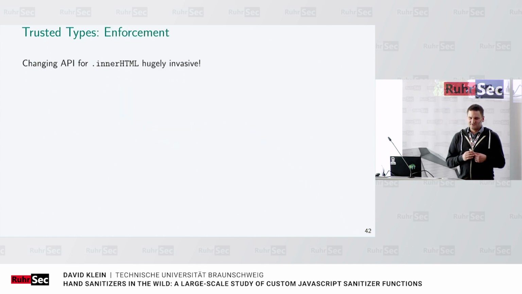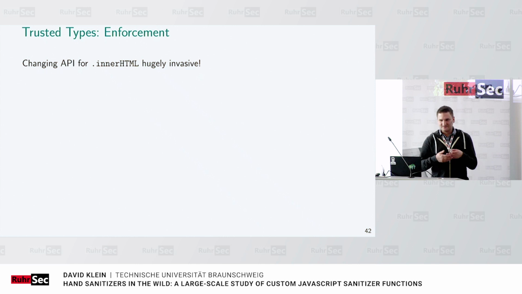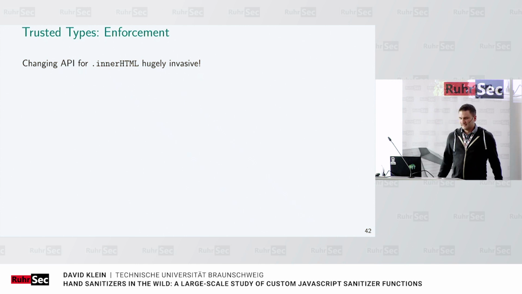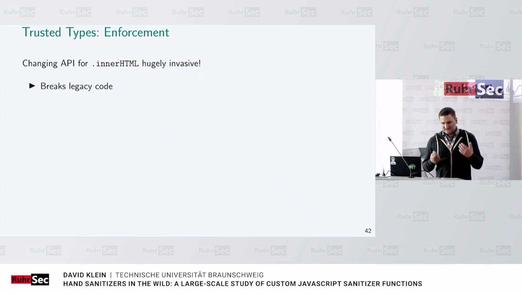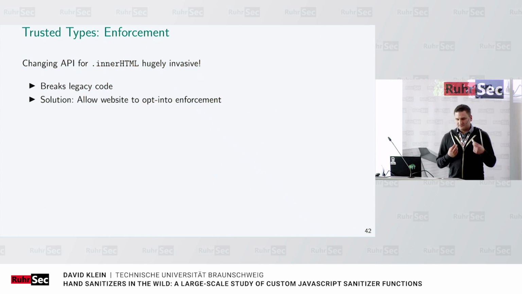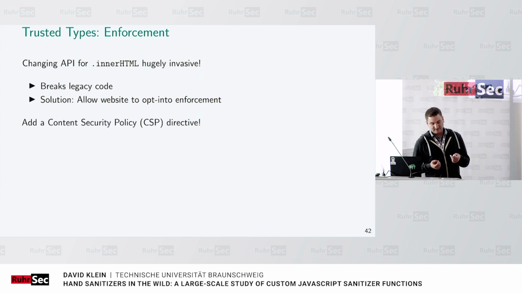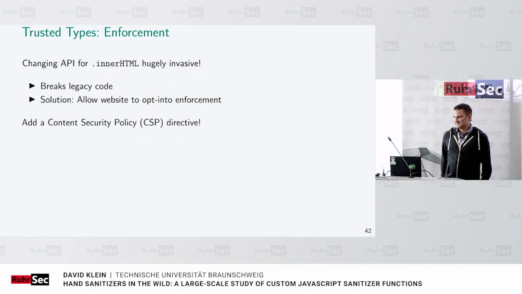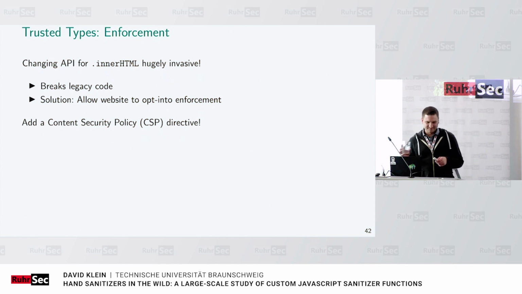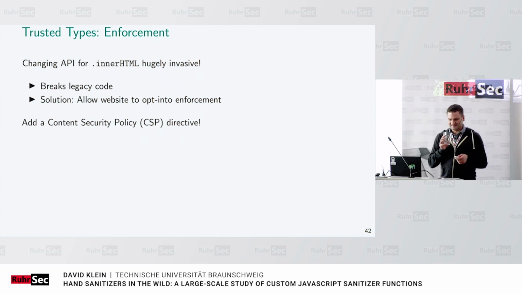However, it's hugely invasive, like innerHTML is used on every website pretty much with string arguments. If you simply change it tomorrow, the whole web would be broken. And yeah, they're aware of this, Google aren't stupid. And what they do is they allow you to opt into Trusted Types, and this is done via Content Security Policy, which will probably kill this feature, because piggybacking onto another feature nobody can use is probably not the best start.